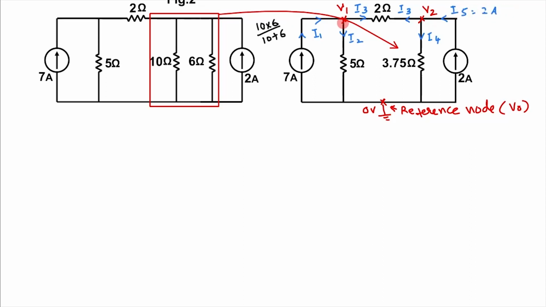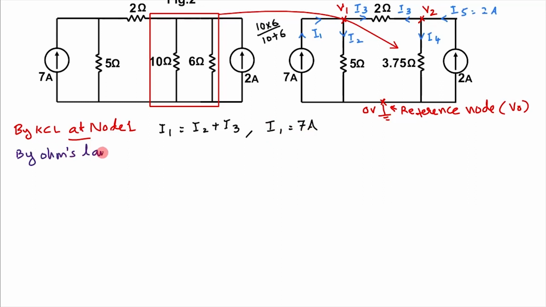Then at node 1, we apply Kirchhoff's current law. Kirchhoff's current law says the sum of currents arriving at a node is equal to the sum of currents leaving that node. I1 is the current arriving, while I2 and I3 are leaving. So we can write I1 is equal to I2 plus I3. It is given that I1 is equal to 7 ampere.